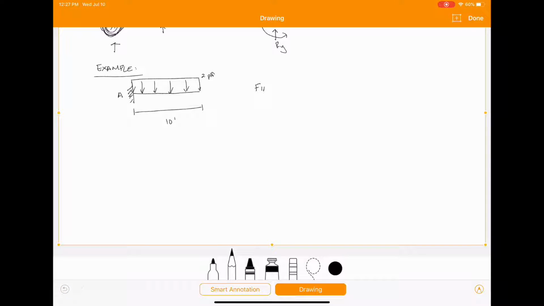and we want to find the reactions. Again, the reactions are what hold the system in equilibrium. It's what keeps this beam from moving through space.